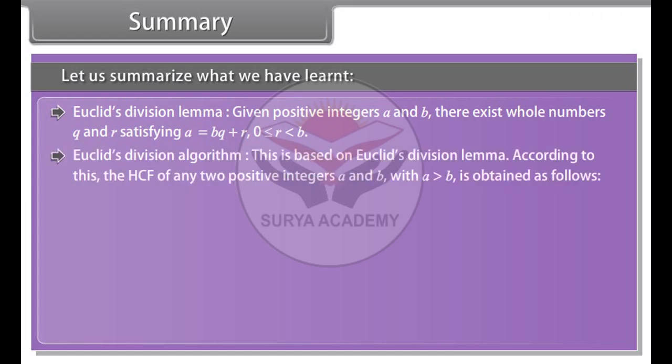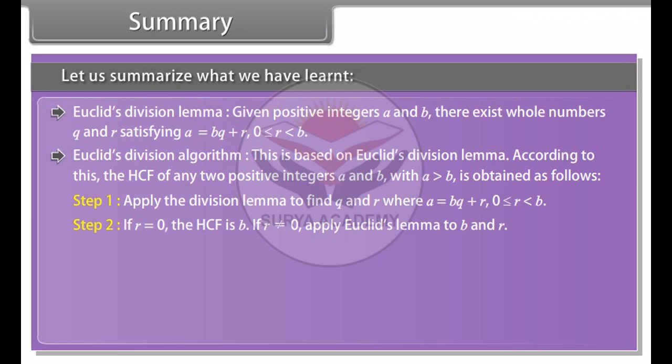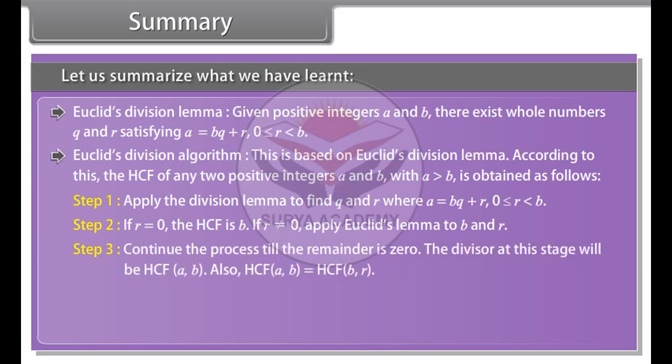Euclid's division algorithm. This is based on Euclid's division lemma. According to this, the HCF of any two positive integers a and b, with a greater than b, is obtained as follows. 1. Apply the division lemma to find q and r, where a is equal to bq plus r, 0 is smaller than or equal to r, which is smaller than b. 2. If r is equal to 0, the HCF is b. If r is not equal to 0, apply Euclid's lemma to b and r. 3. Continue the process till the remainder is 0. The divisor at this stage will be HCF(a,b). Also, HCF(a,b) is equal to HCF(b,r).